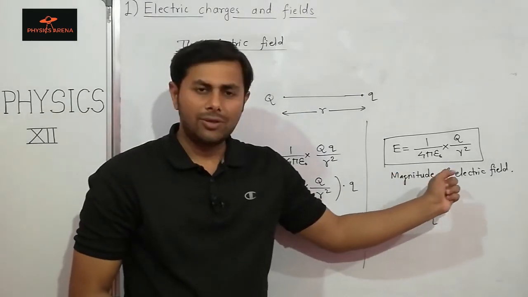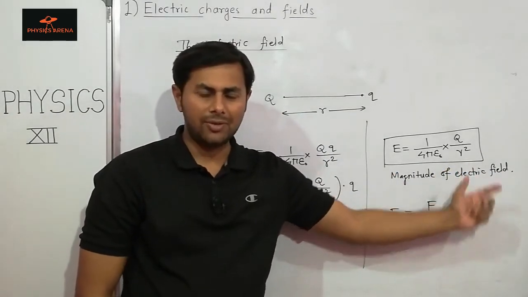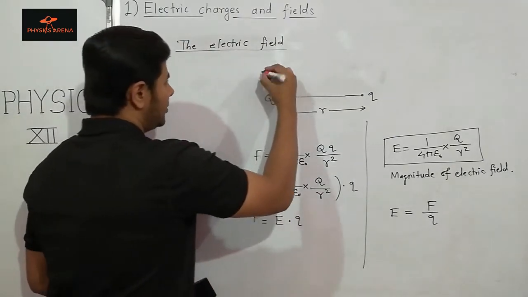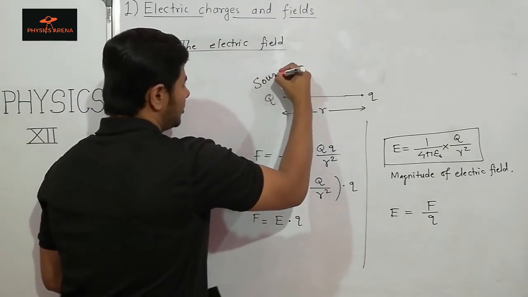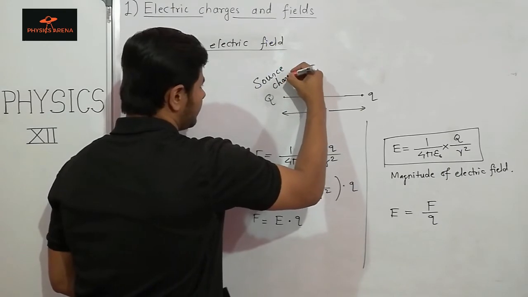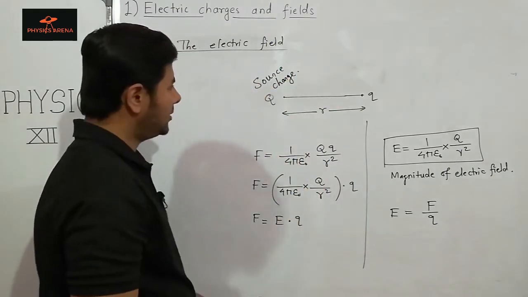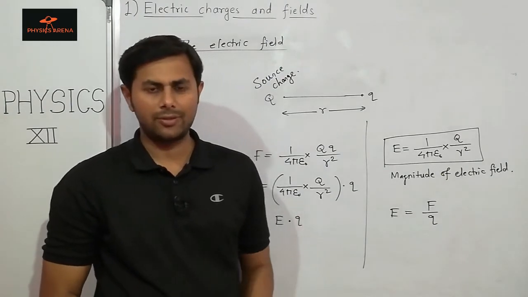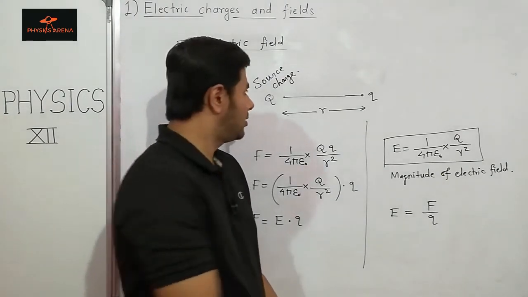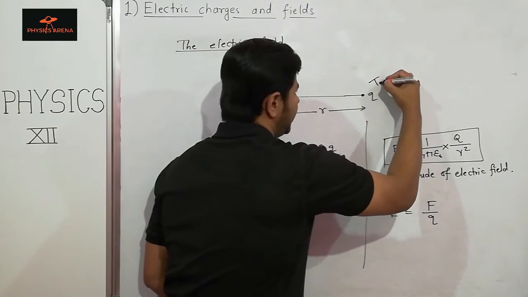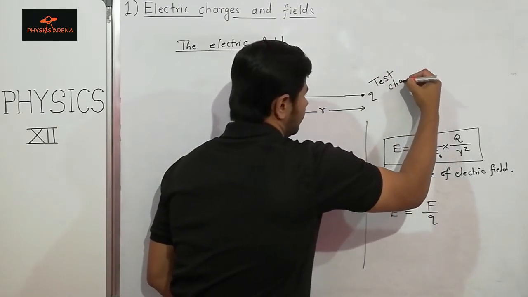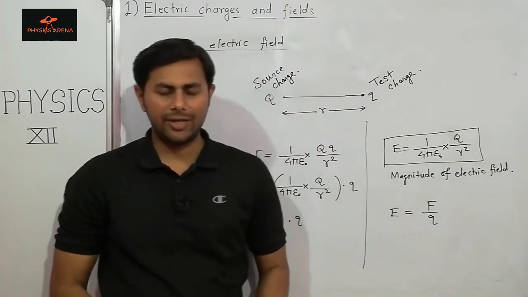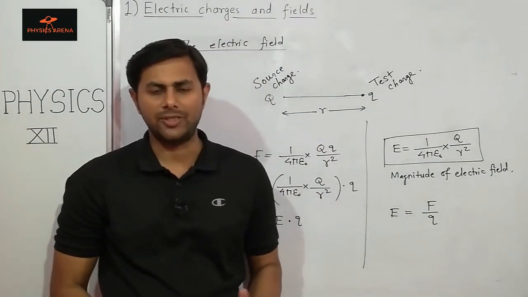The charge whose electric field we are finding out is called the source charge. So this capital Q is called the source charge, and the charge on which we found the force to calculate electric field is called the test charge. Conventionally, we take this test charge to be positive.